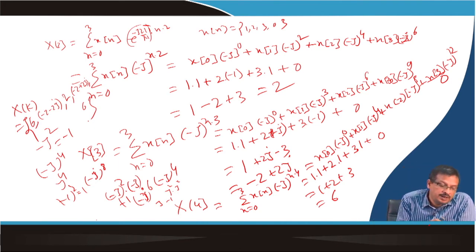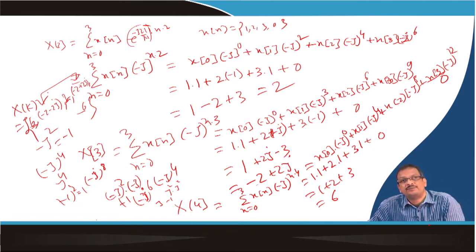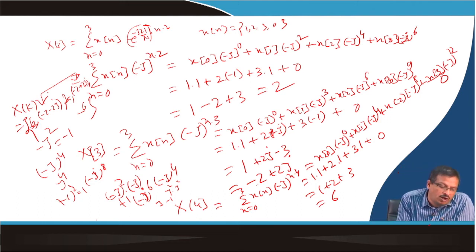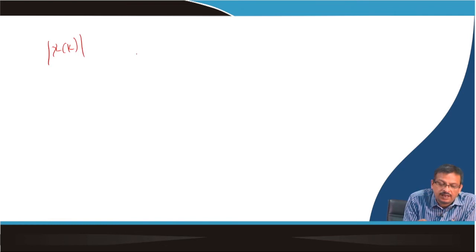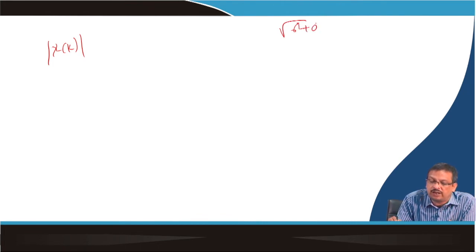If you see, all the even components are real and all the odd components are imaginary. Even signal and odd signal. Okay. So if I want to calculate the mod of X(k), I know the first sample is only 6. So mod of X(k) is root of real square plus imaginary square. So the square root of 6 squared is just 6.